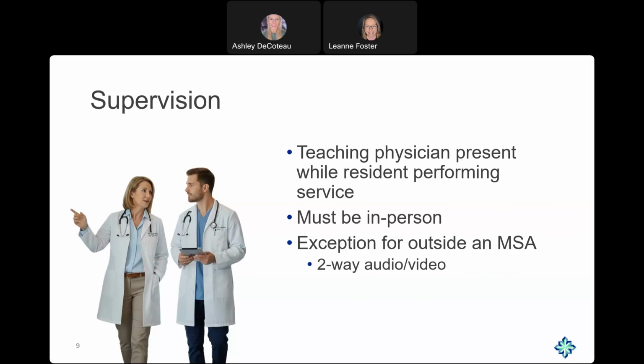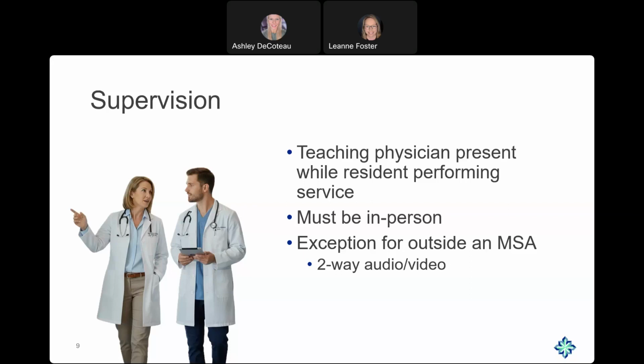An MSA is defined as a geographic area based on a county or a group of counties with at least one urbanized area with a population of at least 50,000 and adjacent counties with economic ties to the central area. So if you're in an area meeting this definition of an MSA, you must have the physical presence of the teaching physician, meaning they need to be right there in person with the residents.